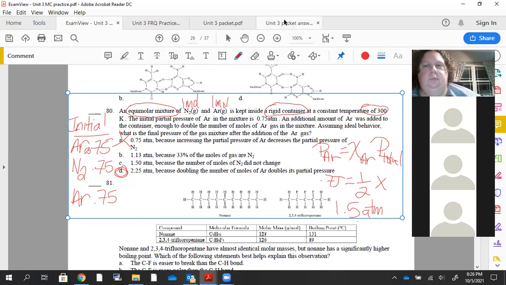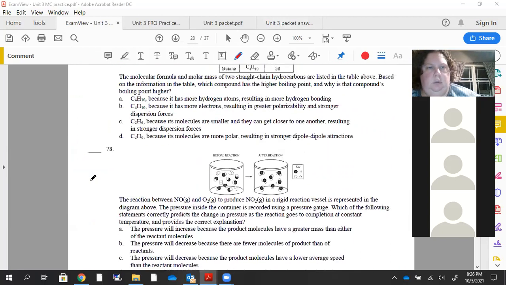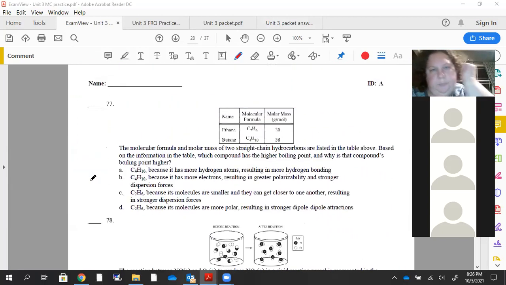Can you go over number 77? All right, we got ethane, we got butane, we got molar masses. Based on the information, which compound has a higher boiling point, and why is that compound's boiling point higher? Okay, so if we're talking about boiling points, they're giving us formulas. This is probably an intermolecular force question.